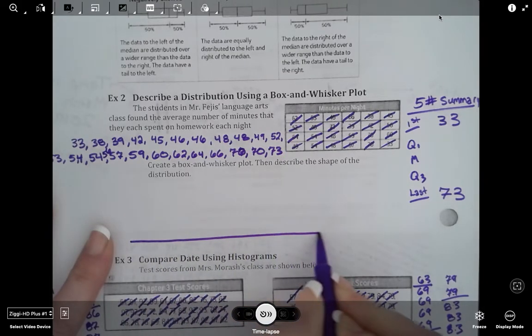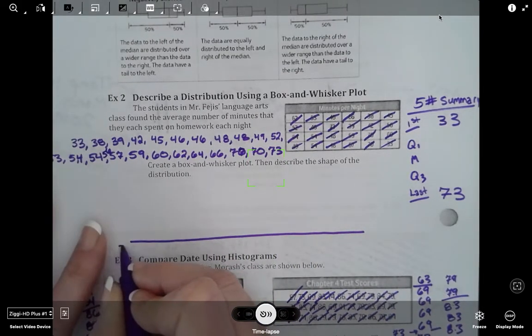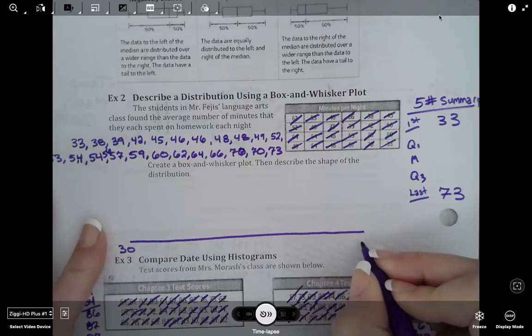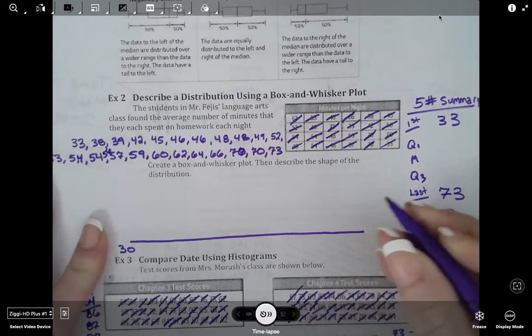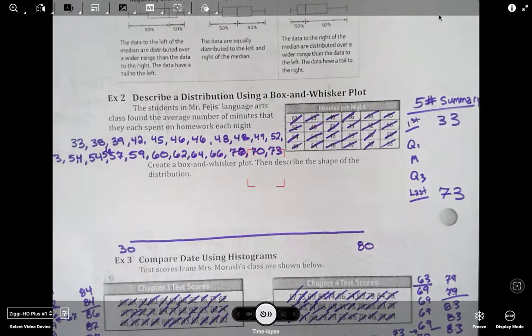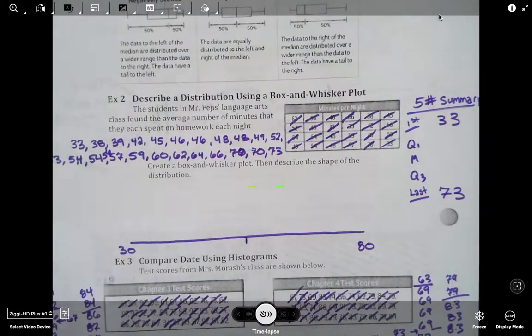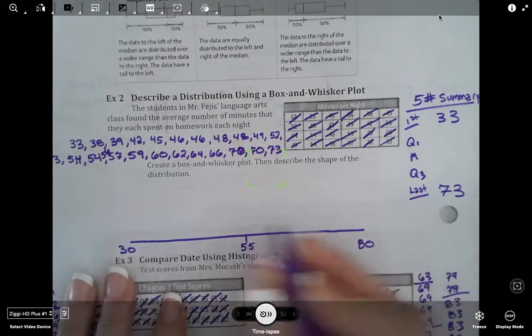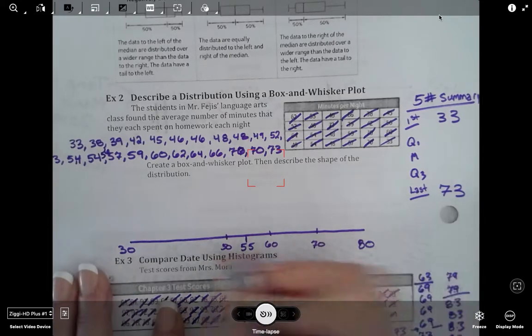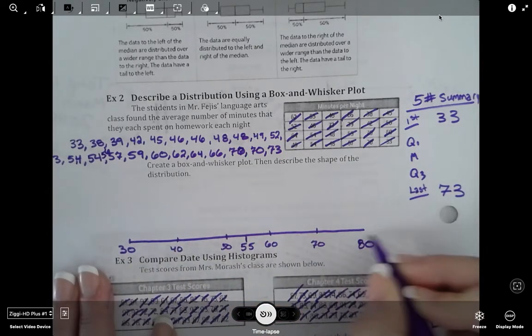I'm going to go 30, and I'm going to go maybe 80. 30 and 80. I'm going to go just a little bit outside of our range. That means this middle one right here, what's exactly in the middle of 30 and 80? 55. 55 would be here. So that means 50 is about here, 60 is about here, 70, and 40. Dang, I did that pretty good. That's not bad.